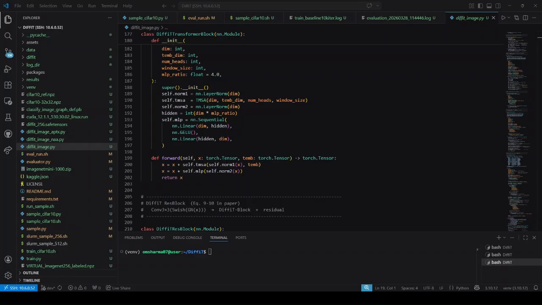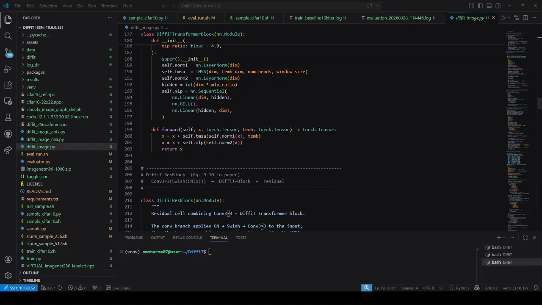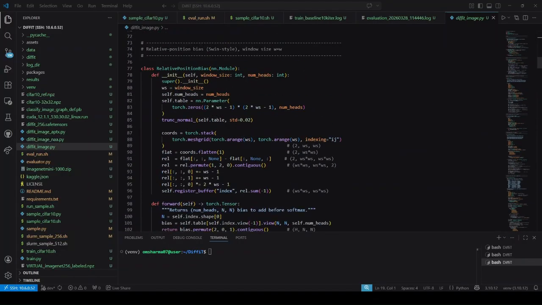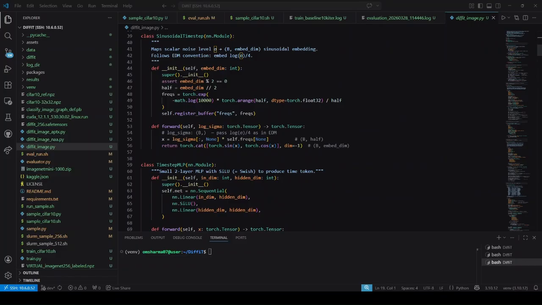The diffit_image.py is the baseline model, the full U-Net structure architecture with TMSA and SiLU activation. The first thing that happens is the time embedding. When the model receives a noisy image, it also receives the noise level sigma. We convert sigma into sinusoidal embeddings by using this sinusoidal time step function, the same idea as positional encoding in transformers, and then it passes through a small two-layer MLP. This gives us what we call a time token.